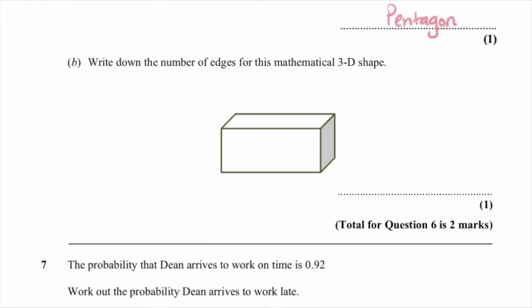Write down the number of edges for this mathematical shape. Now be careful here. It's not just the edges you can see, but the edges that you can't see that you have to think about as well. So we've got 4 on this end, we've got 4 on this end, and we've got 4 through the middle, which gives a total of 12.